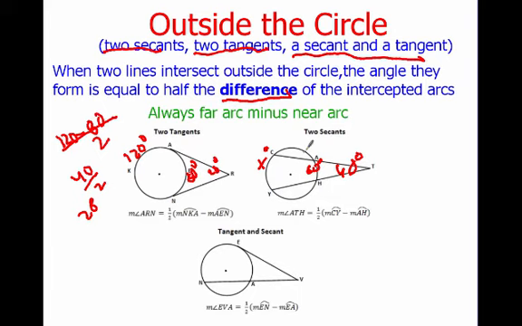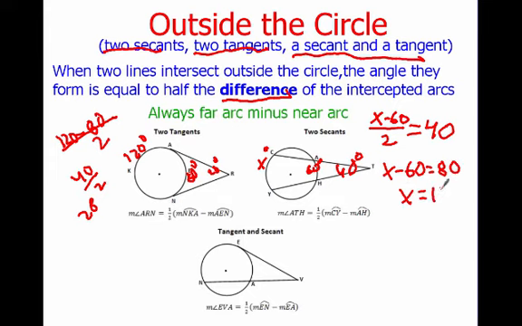We know that the angle is equal to the far arc minus the near arc, divided by 2. So we could say (x - 60) / 2 equals 40. Let's solve this. Multiply both sides by 2. I get x - 60 equals 80. Add 60 to both sides. I get x equals 140 degrees. So these are two examples of how we can use this relationship to solve problems. Let's look at one more example.